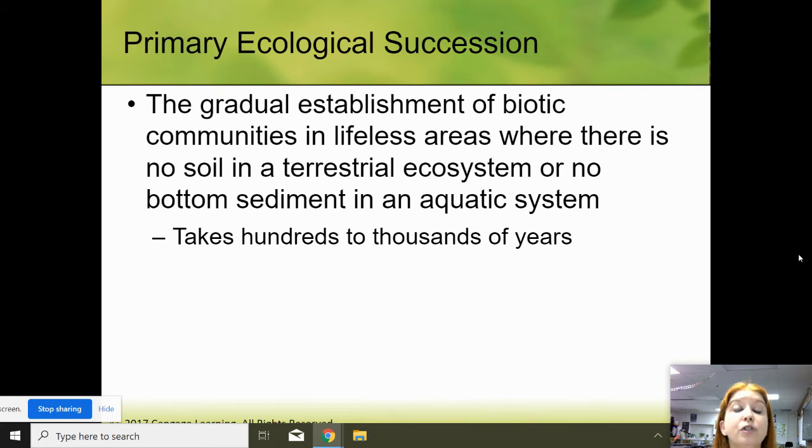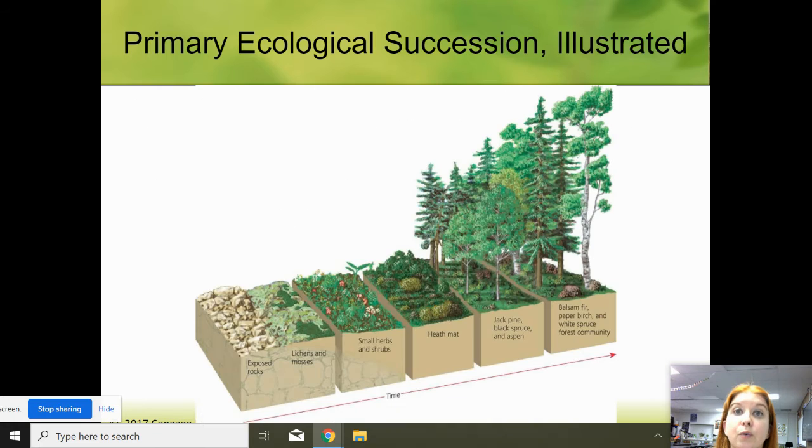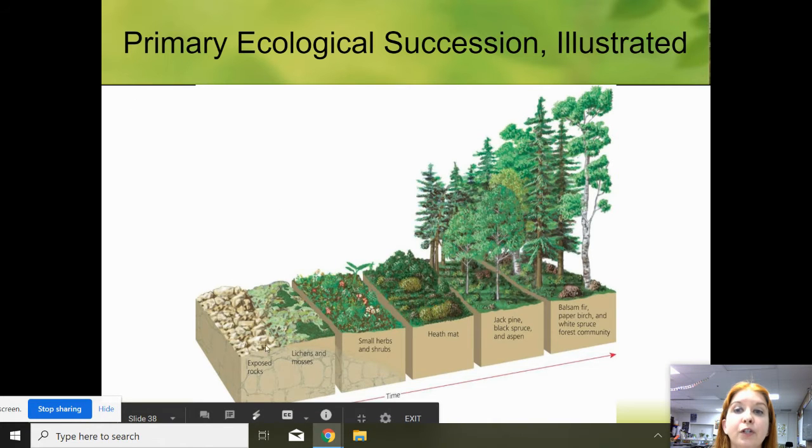This can take hundreds to thousands of years, depending on where you go. But if you're starting with bare rock, it's really hard. If I handed you a rock and a seed and said, plant a tree, kind of hard to do. It takes time because you have to do that soil thing. So first you have exposed rocks. Then over time, you have mosses and lichens that come in.